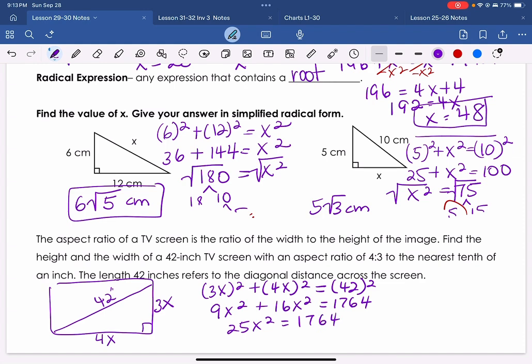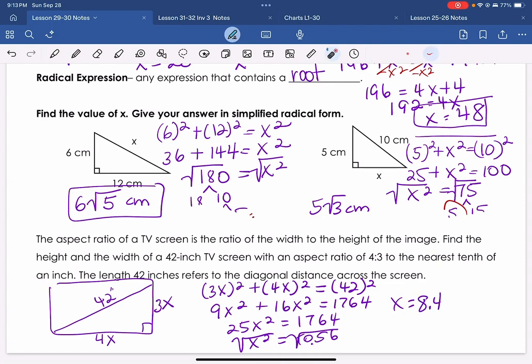We divide both sides by 25, and we get, let's see here, 70.56. We'll have to double check that on my calculator. But I know when I take the square root of 70.56, which comes out to 8.4. Couldn't read my own handwriting.